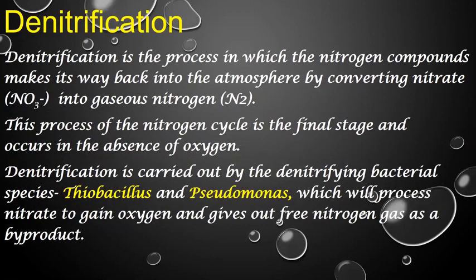The next process, which follows nitrification, is denitrification. This is the process in which the nitrogen compounds make their way back into the atmosphere by converting nitrates into gaseous nitrogen. This process of the nitrogen cycle is the final stage and occurs in the absence of oxygen. Denitrification is carried out by denitrifying bacterial species like Thiobacillus and Pseudomonas, which process nitrate to gain oxygen and give out free nitrogen gas as a byproduct.